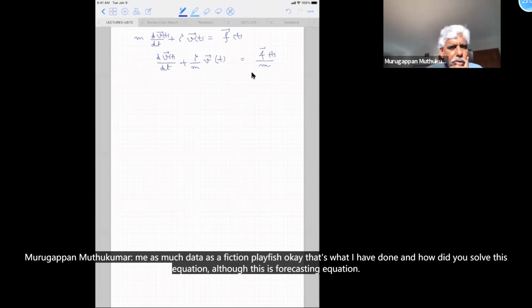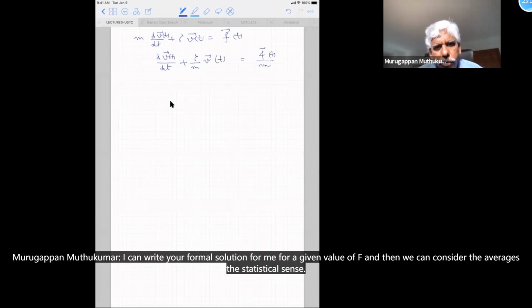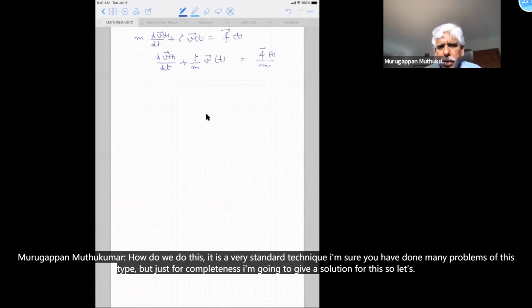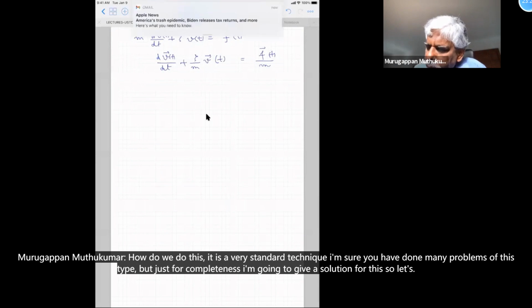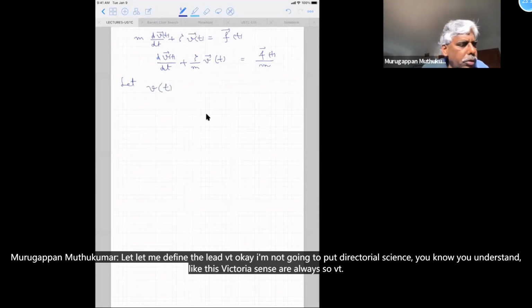And how do we solve this equation? Although this is a stochastic equation, I can write a formal solution for V for a given value of f. Then we can consider averages in the statistical sense. How do we do this? This is a very standard technique. I'm sure you have done many problems of this type, but just for completeness, I'm going to give a solution for this. Okay, so let me define this. I'm not going to put the vectorial signs, you understand, right? These vectorial signs are always there.